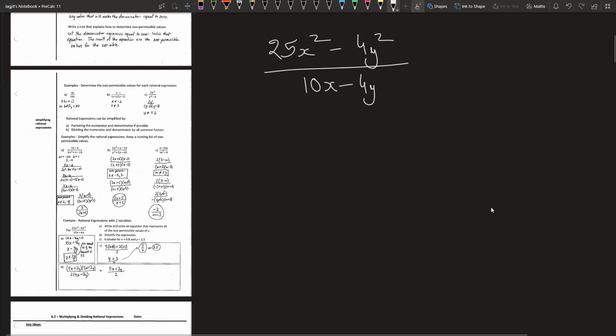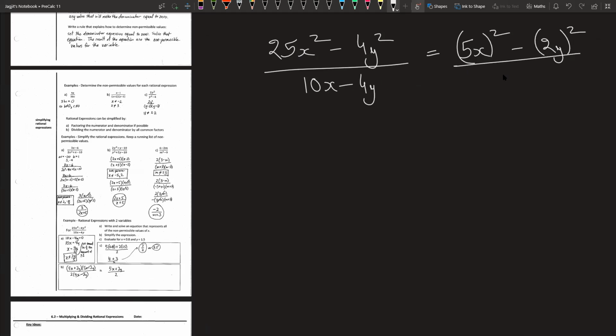Okay, guys, let's have a look at this question. Firstly, when I look at the top, I realize we can turn that into difference of squares. 25 is 5 squared, so we can rewrite this as (5x) squared. 4 can be written as 2 squared, so we can rewrite this as (2y) squared. And at the bottom, we can factor the 2 out, and you'd be left with 5x minus 2y.